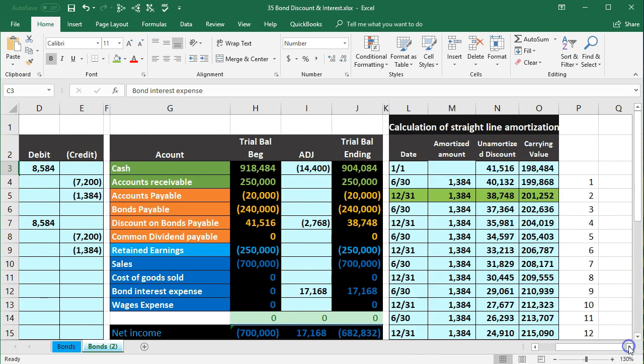Okay, so then we're going to have this matching out over here. So we've got the 240 minus the 38,748 is 201,252, that being the carrying amount. And of course, the unamortized amount is the 38,748.